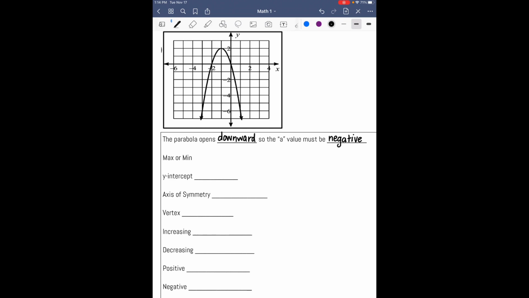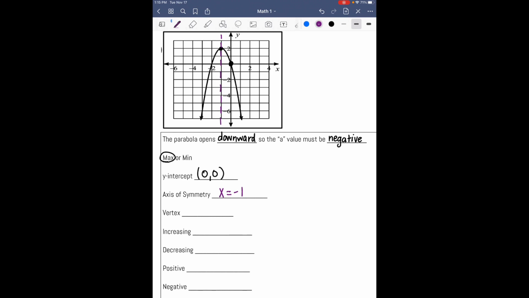So do we have a maximum or minimum? Well, the maximum or minimum is the vertex, and it's the point at the top, so we have a maximum. And our y-intercept, so the y-intercept is where it crosses the y-axis, so that's going to be 0, 0. And then we have the axis of symmetry. So the axis of symmetry is that invisible line that's going to split that quadratic parabola in half. And that is going to be at the line x equals, and it crosses the x-axis at -1.